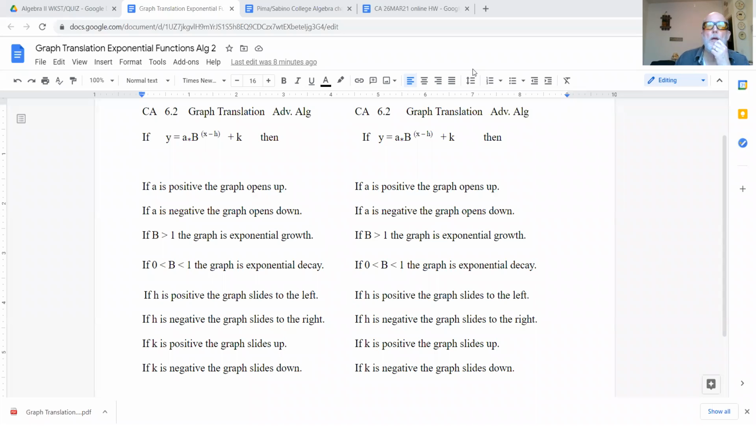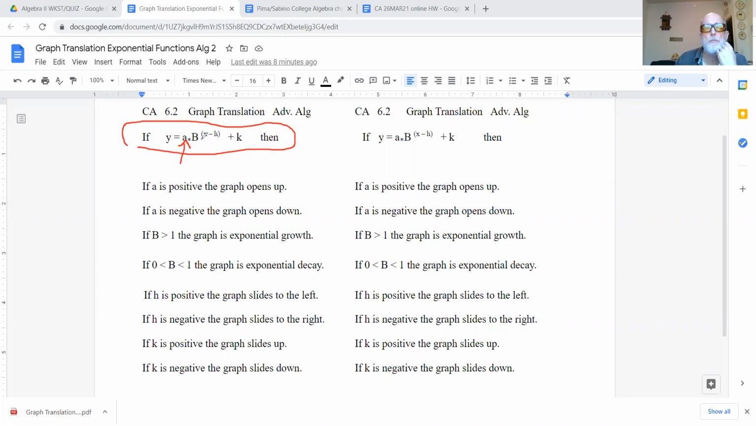Okay, this is graphing exponential functions. So here we go. First thing we need to know is this little guy right here. When we read this, we did all sorts of these things before. The A is the number multiplied times B. B is the base of the exponent.